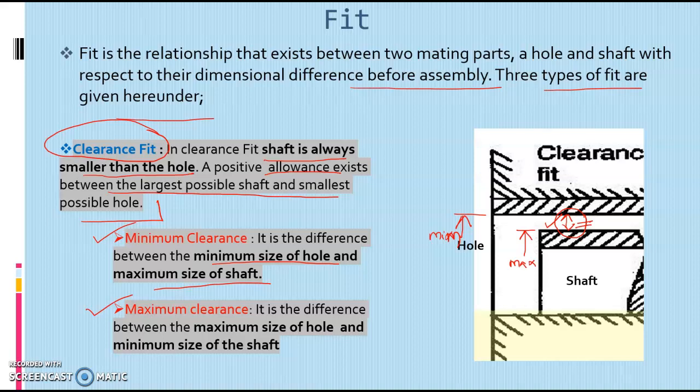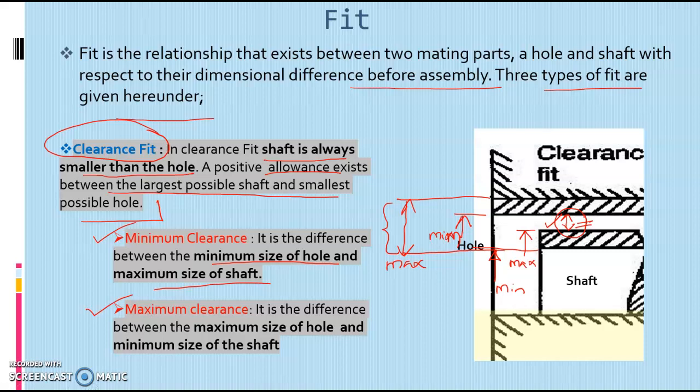On the other hand, the maximum clearance is the difference between the maximum size of the hole, so this is the maximum size of the hole, and here, this is the minimum size of the shaft. And this difference, this much difference, is known as the maximum clearance. So that is a possibility.